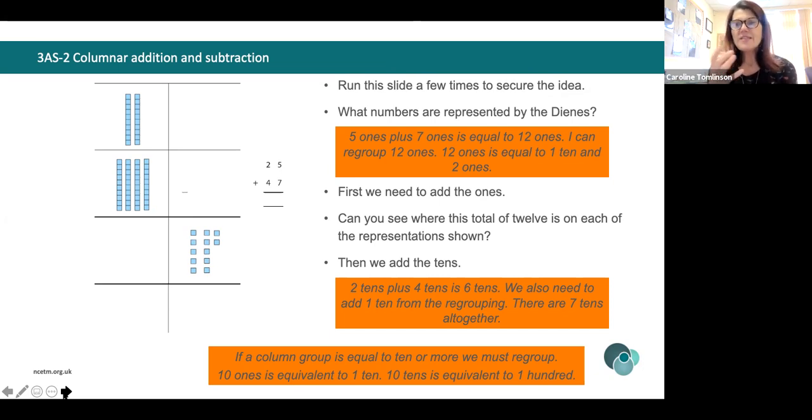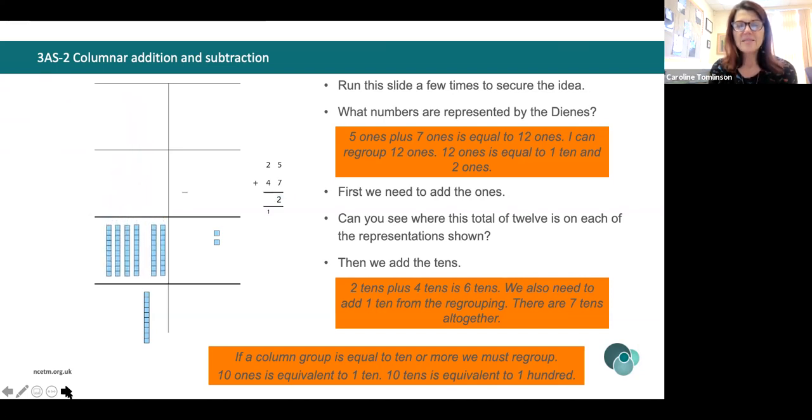So we use this word exchange. I know that 12 1s can't fit into my 1s column, so I'm going to exchange. I'm going to make sure that I take my 2 1s, which can go, and I'm going to exchange those 10 1s for 1 10. And notice how on my written calculation, I've also got the markings there. So I've got my 2 and I've got my 1 10.